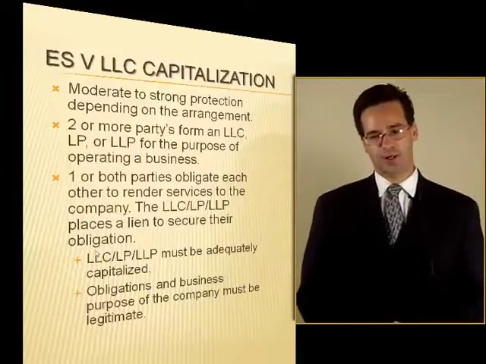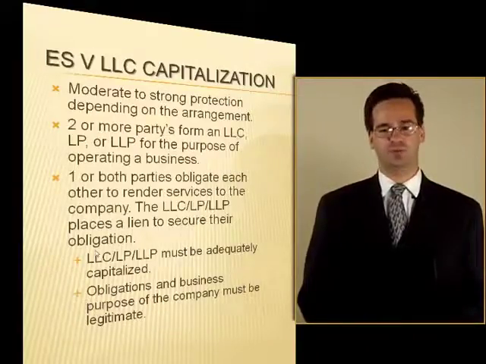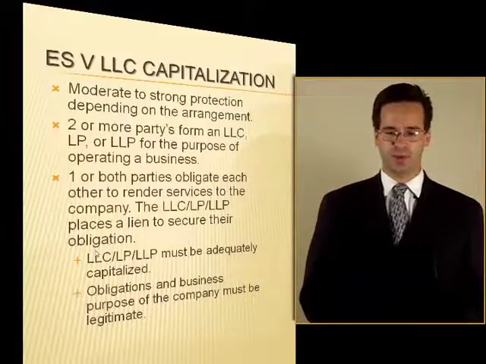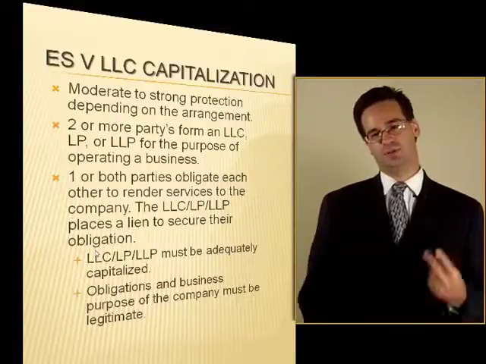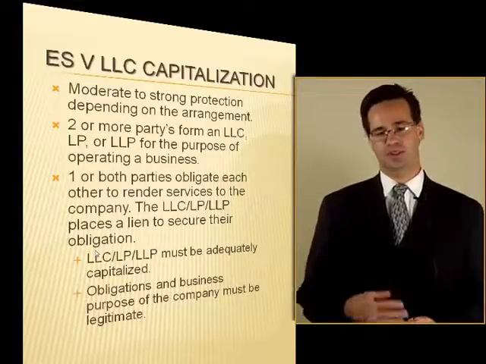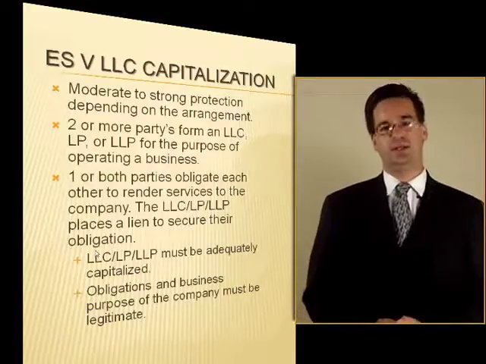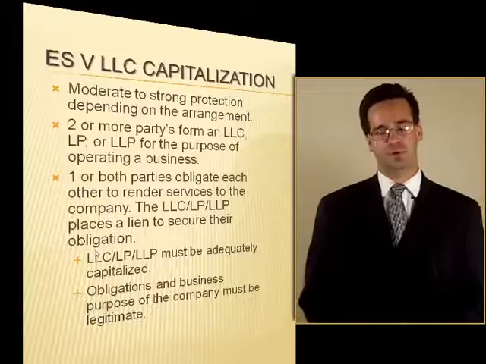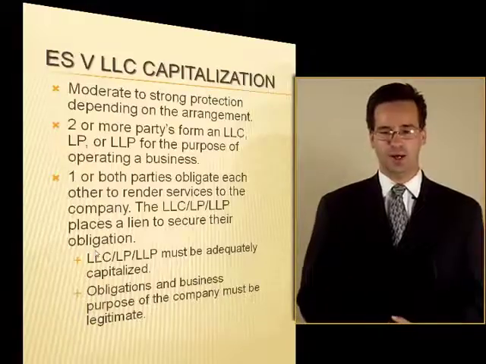Let's talk about an obligation-based lien I use from time to time: equity stripping via LLC capitalization. Again, moderate to strong depending on how you do it. What happens is two or more parties form an LLC, limited partnership, or LLP. Let's just say LLC from now on. And this LLC is going to have some type of business purpose. Maybe it's an existing company, or we'll form a new company.